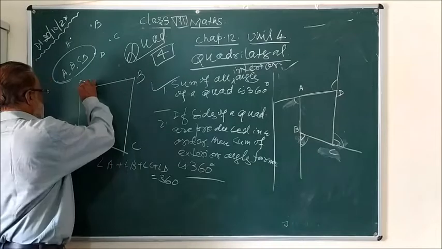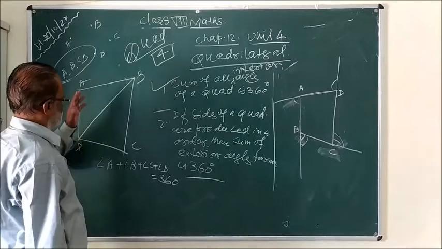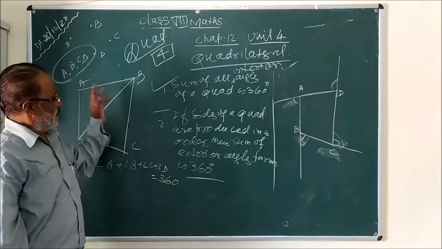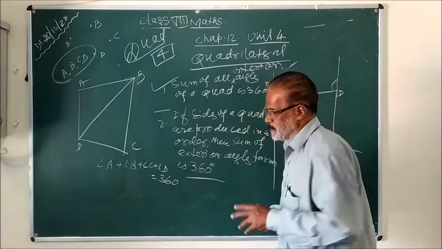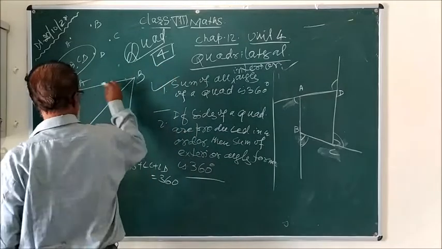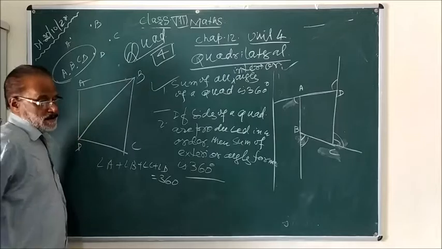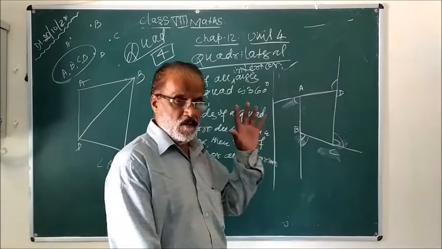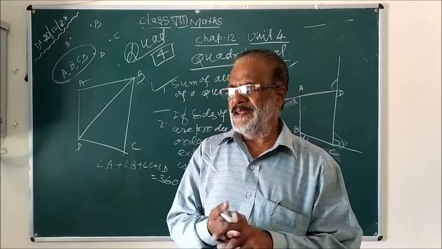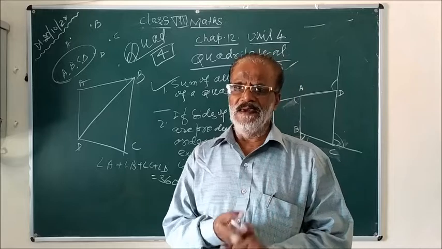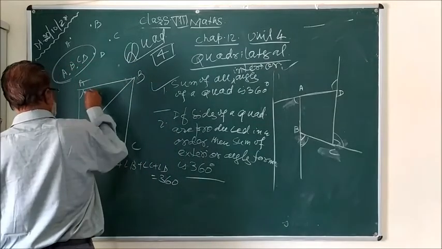See, in a quadrilateral, join a diagonal: you join BD and AC. Suppose we have joined BD, so this quadrilateral is divided into two triangles, triangle ABD and triangle BCD, and we know the angle sum property is at play. The sum of all interior angles of any triangle is 180 degrees. So now you see, we can verify this in this way.